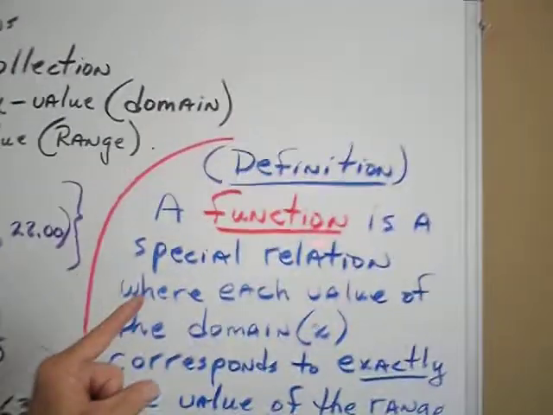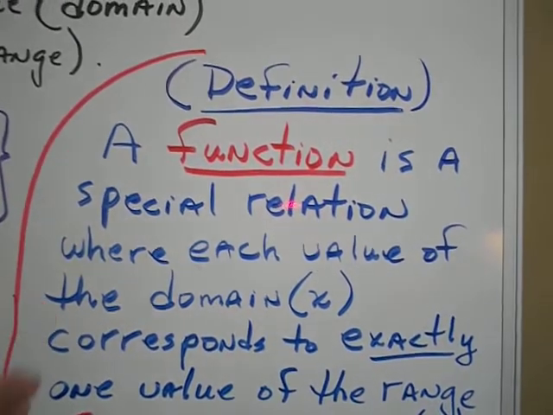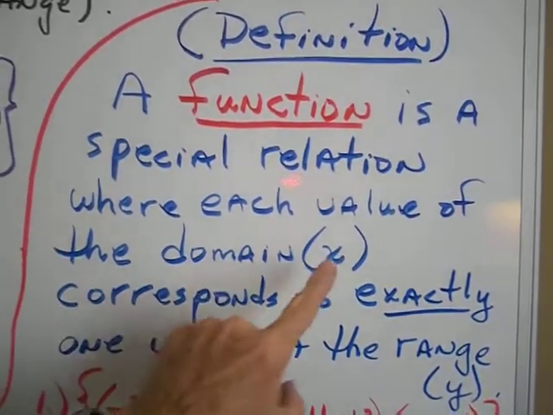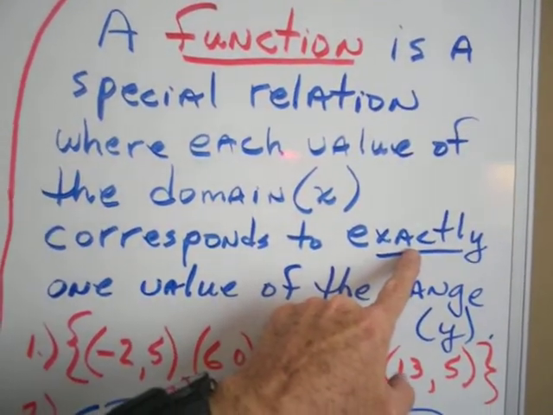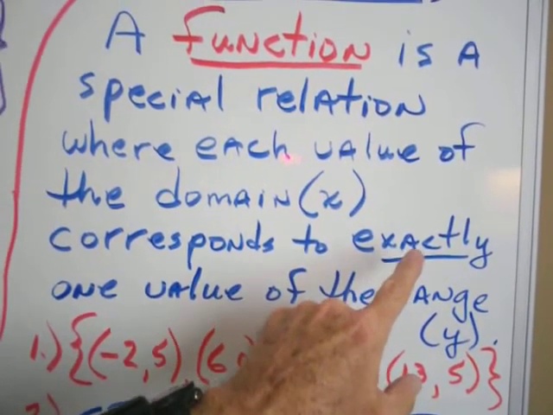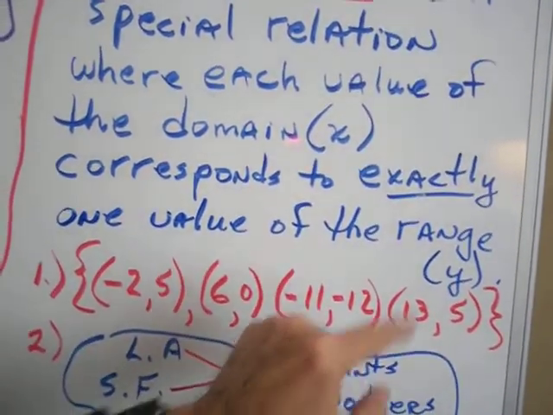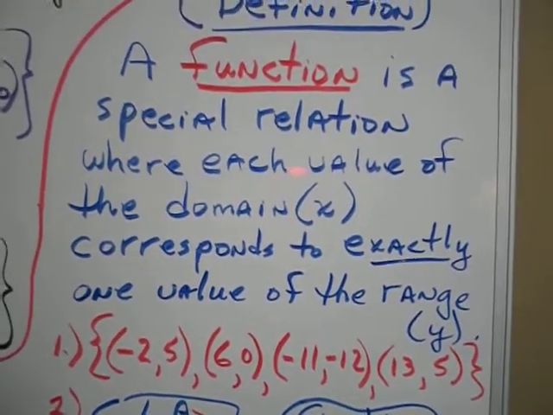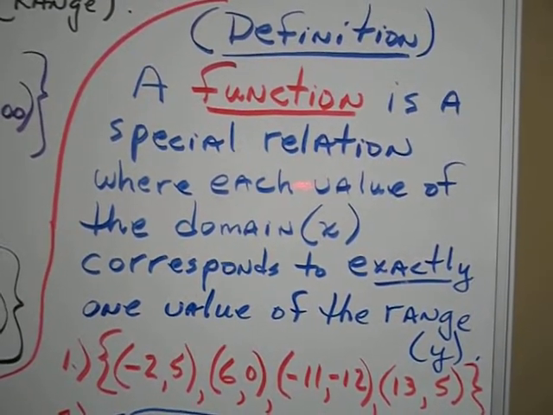Now let's go to a function. A function is a special relation. It's a special relation where each value of the domain, x, corresponds to exactly, not at least, but it must correspond to exactly one value of the range, known as the y. Each value of the domain corresponds to exactly one value of the range.